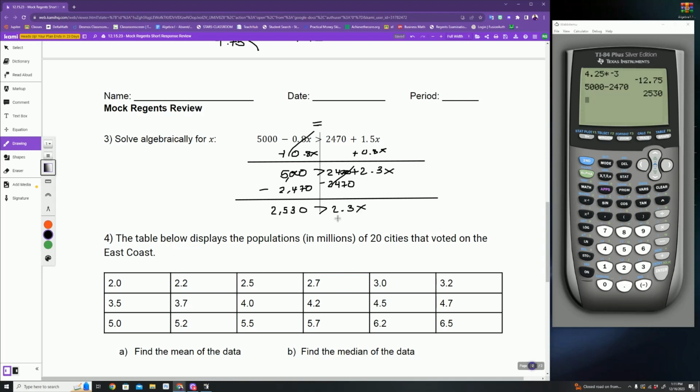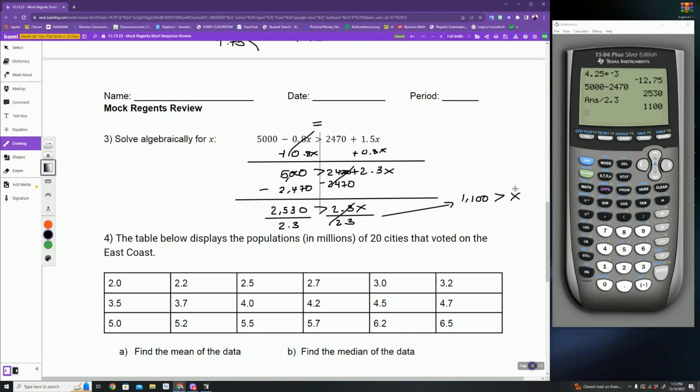2.3x. You can divide now to get x by itself. We're going to divide by 2.3 on both sides. And when you divide this by 2.3, you get 1,100 is greater than x. The question many people ask is, do we flip the sign here? We do not flip the sign because we divided by positive 2.3 on both sides, not a negative.